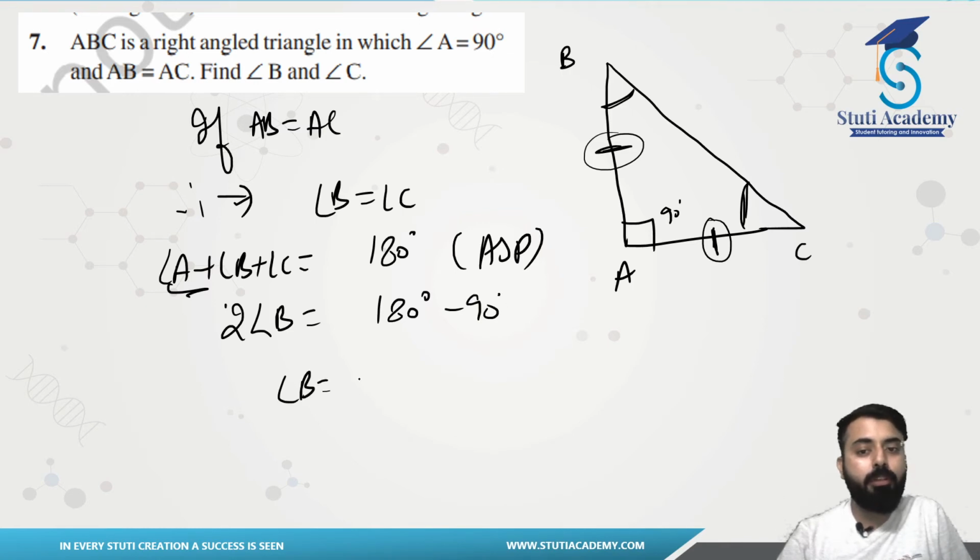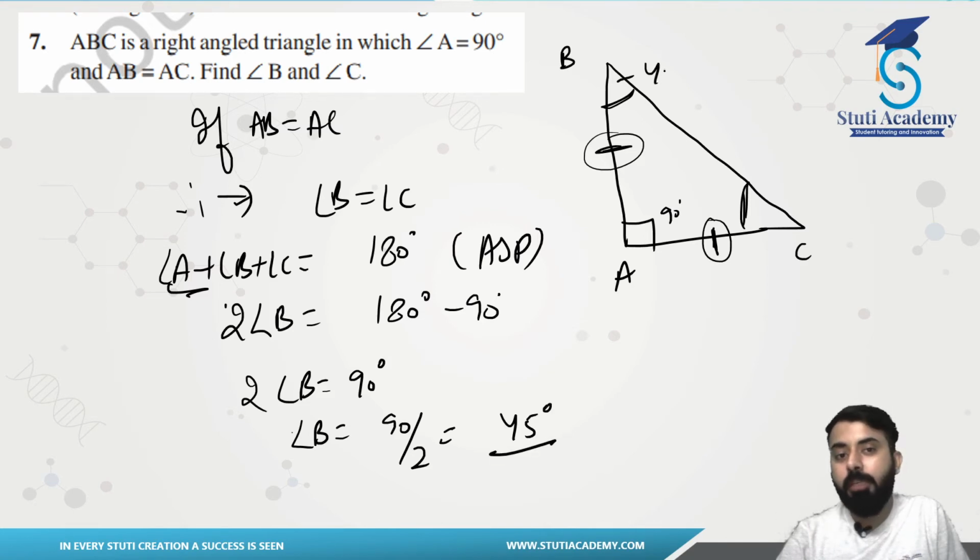So angle B will be what? It will be 90 as well. So actually, twice of angle B will be 90. So B will be what? 90 divided by 2. You can say 45 degrees. So angle B is 45 degrees and angle C is 45 degrees. So I hope you guys understand this.